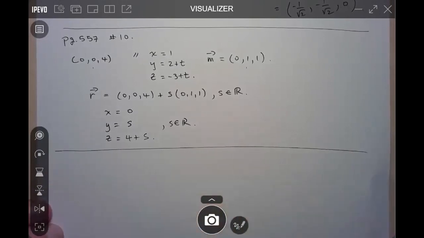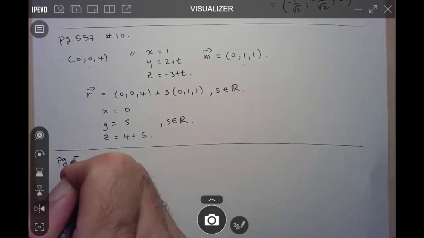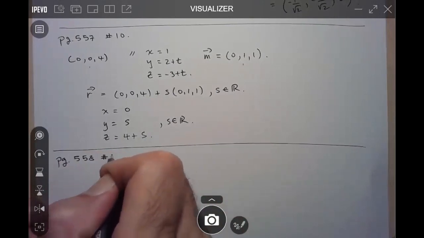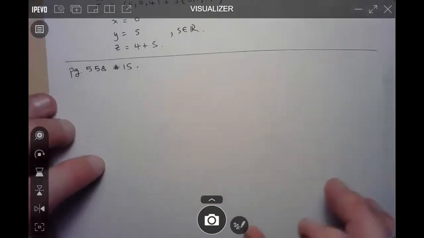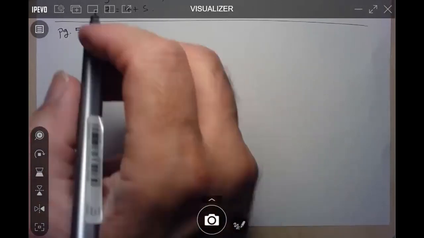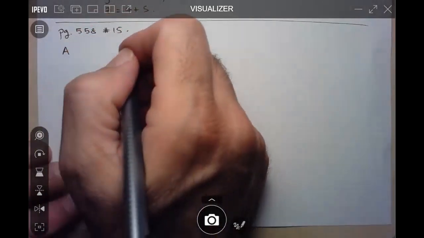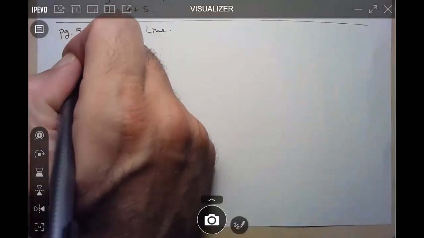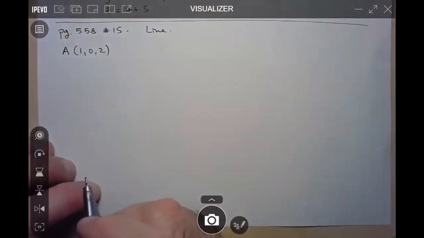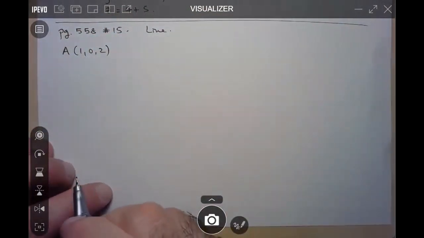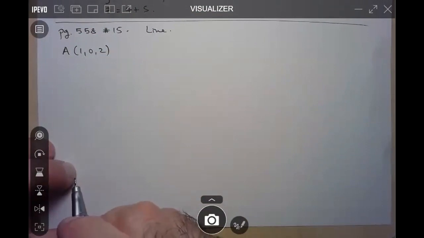All right, we are now going to, looks like number 15. Number 15, so this is page 558. So let's see what this one is asking. It says, determine the equation of the line that passes through the point 1, 0, 2. We have the point, so here we're looking for a line. So passes through 1, 0, 2, and intersects this other line at a right angle.